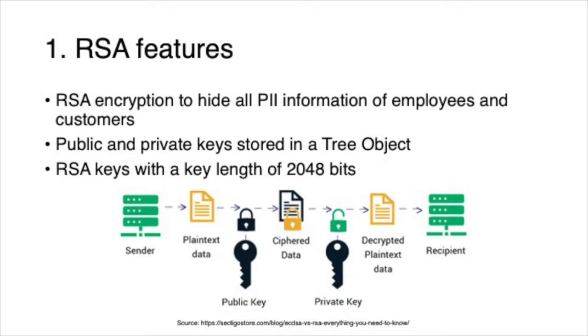For the security portion of the updated assignment requirements, our team decided to implement a scheme that uses RSA encryption to hide all PII information of employees and customers. Fields such as names, tax information, or phone numbers will be stored in an encrypted form, and the delivery service class will maintain the private and public keys for encrypting and decrypting the information.